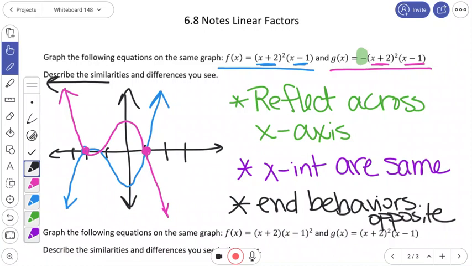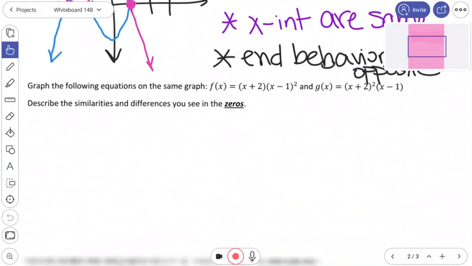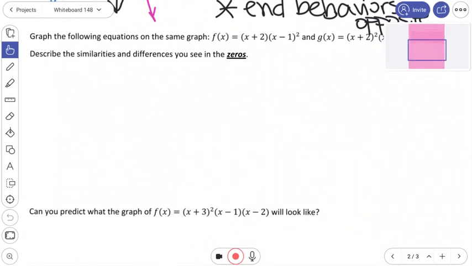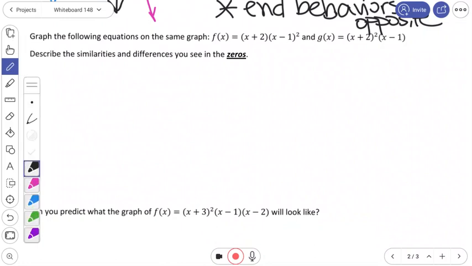Okay? So let's look at another pair of graphs. We have right here f of x equals (x + 2) times (x - 1) squared, and g of x is equal to (x + 2) squared times (x - 1). We're going to describe the similarities and differences that we see this time in our two graphs. And again, you can use Desmos, you can use a graphing calculator, whatever it is you want to use.